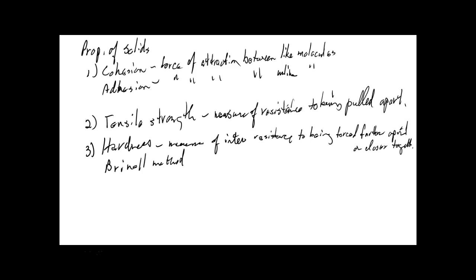Diamond is the number 10. Everything else is in between. Your fingernail, I think, is about a 3.5 or 5.5, something like 3.5, I think. So everything can fit on that Mohs hardness scale. You don't need to know that either, but hardness is another characteristic of solids.